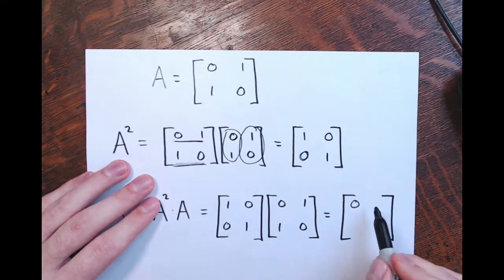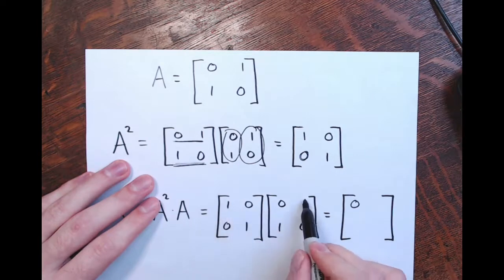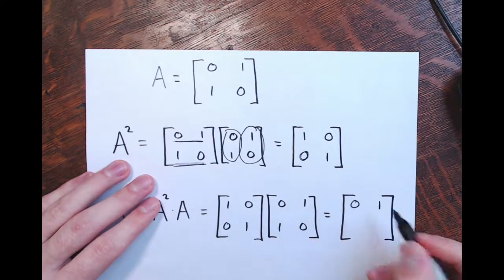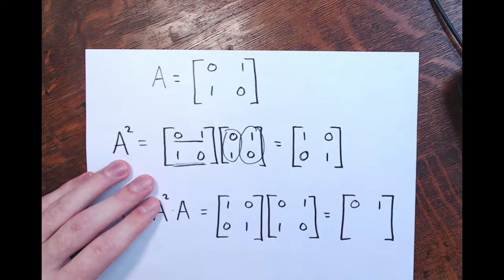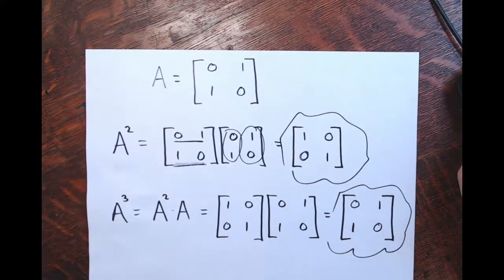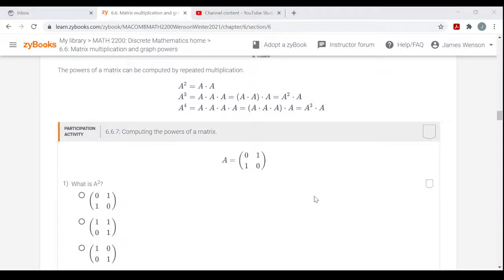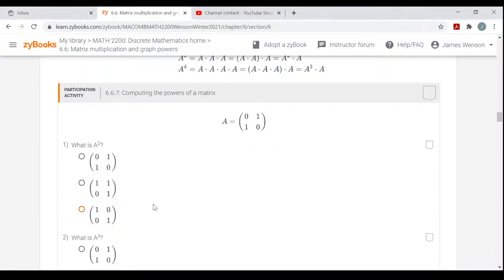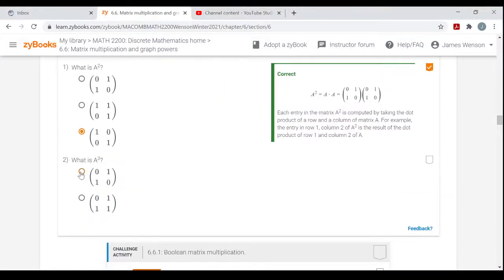First row, second column: first row on the left with the second column on the right. There's a 1 times 1 in that, so 1 there. Then second row, first column: second row on the left, first column on the right. There's a 1 times 1. And then finally, second row, second column: second row on the left with the second column on the right. There's 0 and 0, so 0. So there's A cubed, there's A squared, and that's what they were asking for. A squared was this thing, A cubed was this thing.